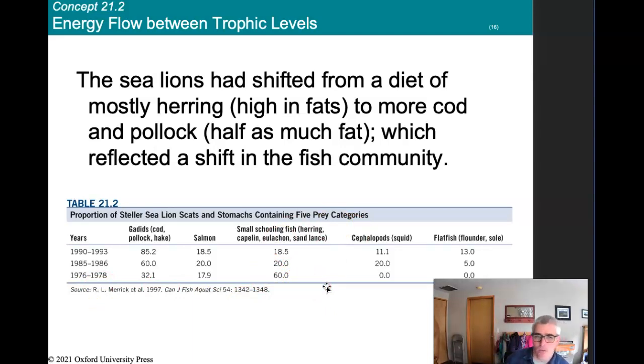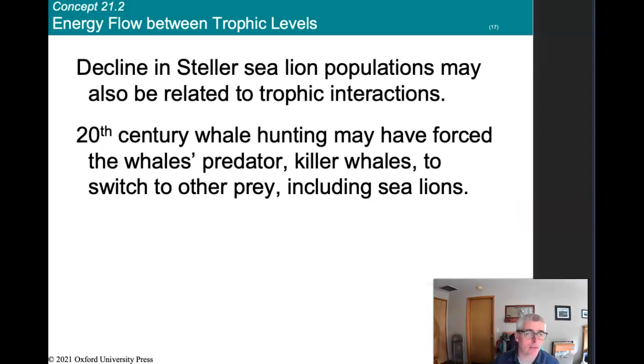And so this was one of the reasons they said, okay, well, there's a big change in their diet, so that's impacting survivorship, size, reproduction. All of that undoubtedly is an impact. And also the decline in stellars may be related to trophic interactions. Some thought around the 20th century whale hunting may have forced whales' predators, killer whales, to switch prey, including sea lions, meaning that killer whales might have less other whales to eat, so they're eating more sea lions.